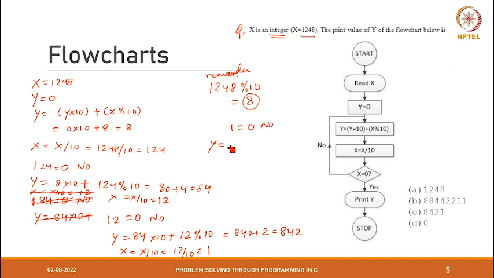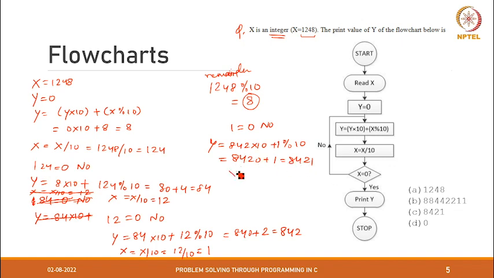Again we have to recalculate this. Y is equal to y into 10, so y was 842 into 10. Now x is 1. 1 percentage 10 is actually 1, because if you divide 1 by 10, the remainder itself should be 1, because it's not divisible. It's 0 as the quotient and 1 as the remainder, so it will be 1. So 8420 plus 1, so 8421 will be y.